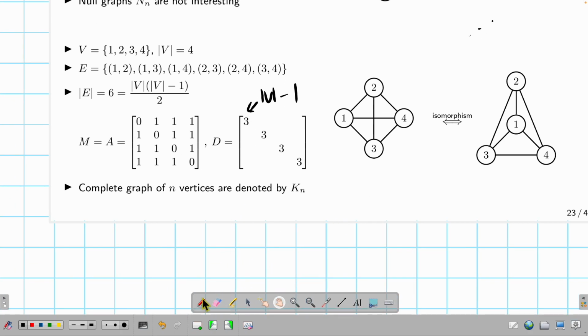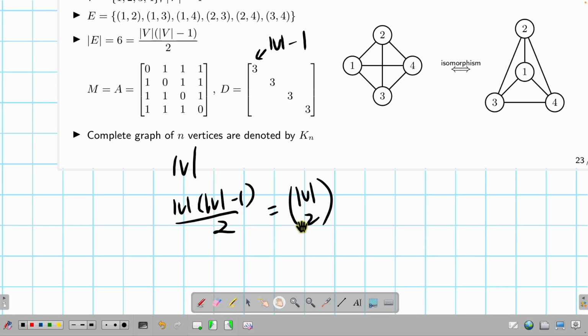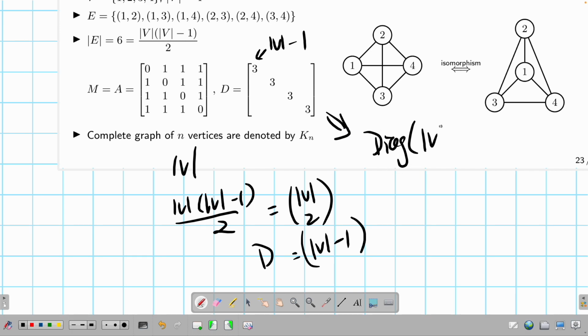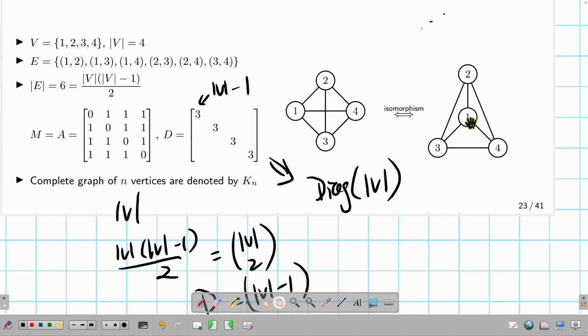So that means for a complete graph, we will have the following property. It will have V number of nodes. It will have V times V minus 1 divided by 2, or V choose 2, number of edges, and the degree will be what? Will be exactly V minus 1, okay? And this is a diagonal matrix. We can even say that this is a multiple of the identity, okay?